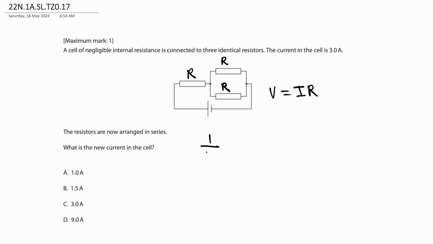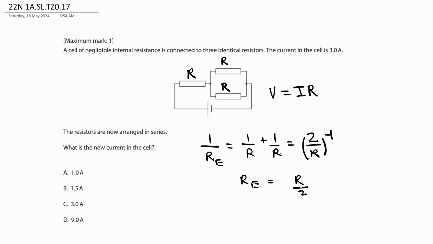Now we know that 1 over R effective is how it works for a parallel combination. So let's find the effective resistance in this parallel combination. You get 1 over R plus 1 over R. When you add these two together, you get 2 over R. Now you take the inverse of this, so R effective is equal to R over 2, and that's for this part alone. R over 2 is simply for the parallel part of this circuit.